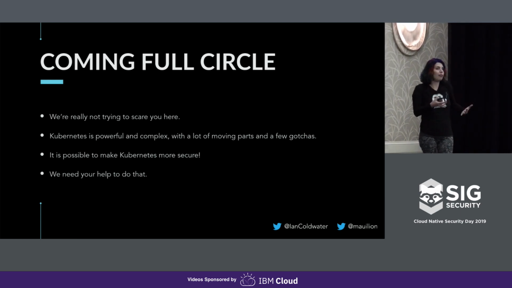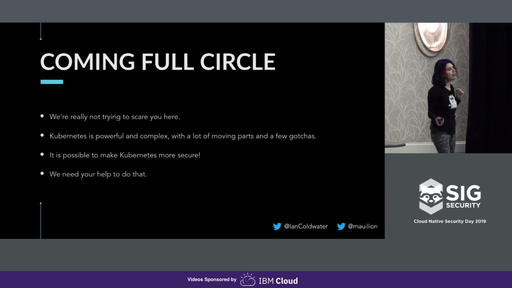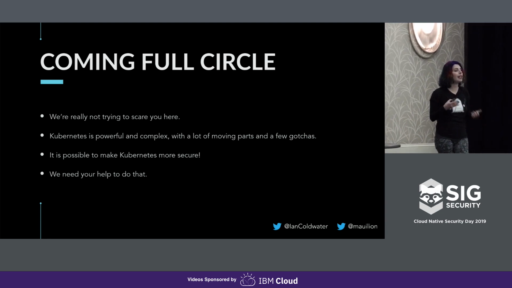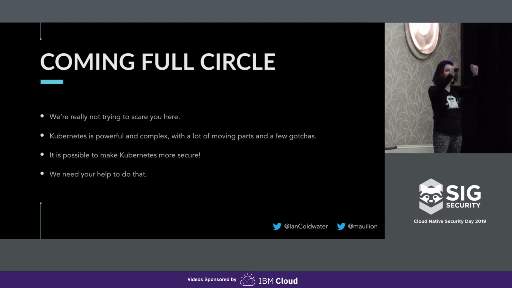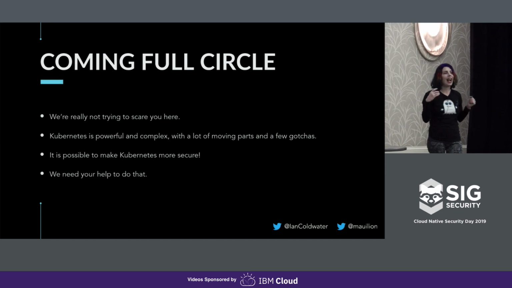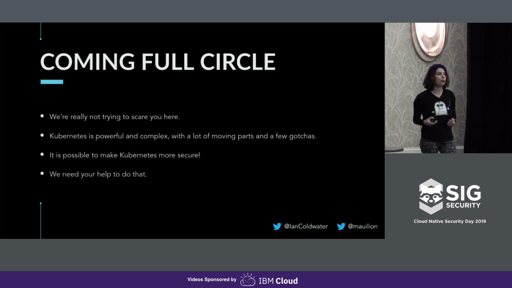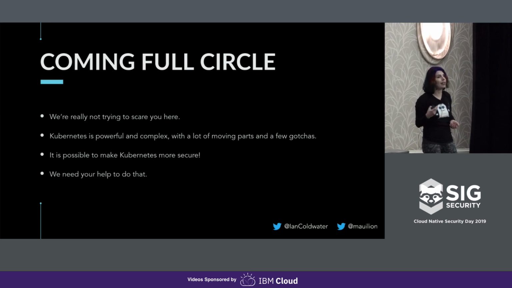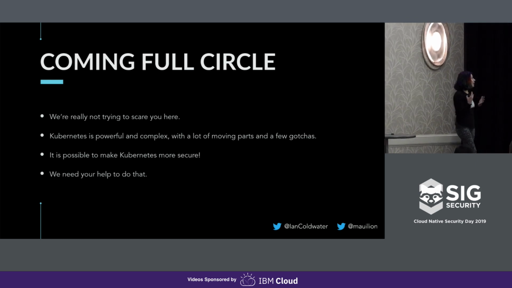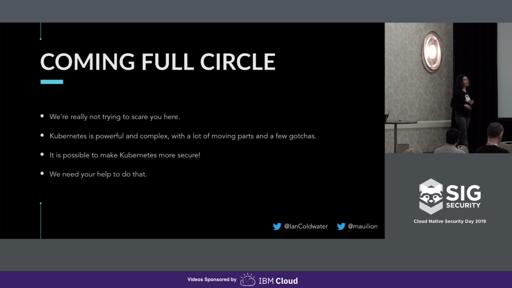Kubernetes is powerful. It's complex. It's got a lot of moving parts and a lot of things that need configuration and can be easy to misconfigure. The attack surface is wide and varied. As an attacker, I love this. It's like an orchard. I just have all kinds of fruit I can run around picking. As a defender, that can make it really complicated, but it's still really important to do, because otherwise I have free reign of your orchard and I'm eating all of your apples. So it is possible, but we do need your help to do that.